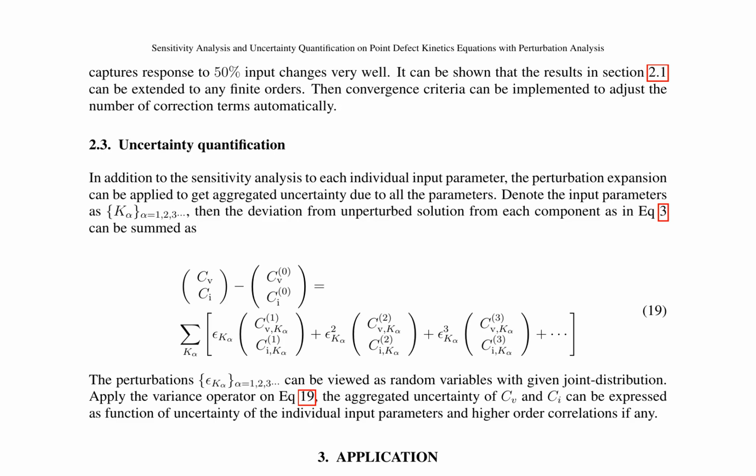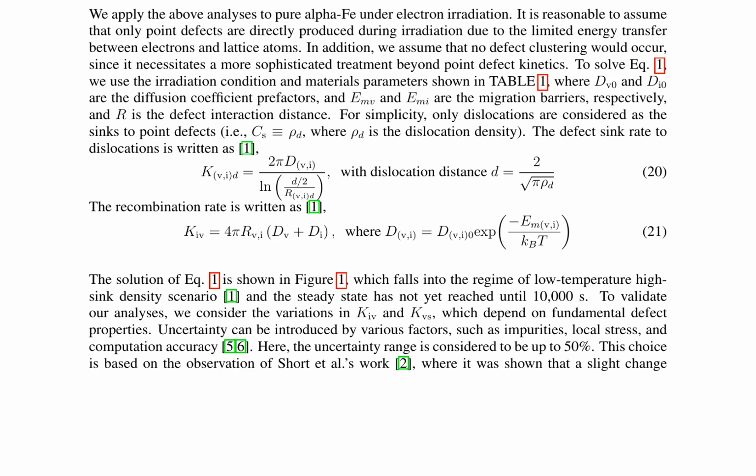The perturbations, εkα, α = 1, 2, 3, can be viewed as random variables with a given joint distribution. By applying the variance operator on equation 19, the aggregated uncertainty of CV and CI can be expressed as a function of the uncertainty of individual input parameters and higher-order correlations.